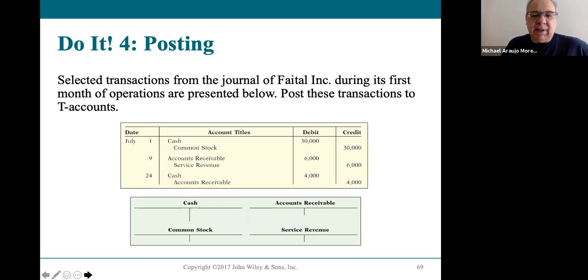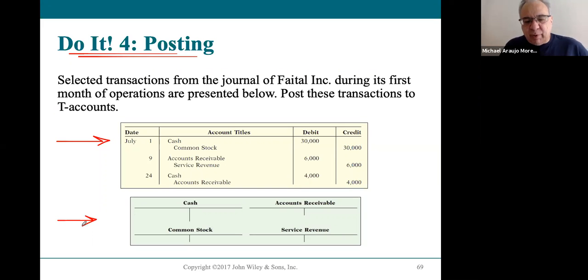So this is posting. And it is basically, again, transferring numbers from the journal, which is this statement here, into their individual accounts in the ledger, which this is a very poor way of putting a ledger together, but it is what we've got. So how would it work? Well, here you would just simply read line to line.